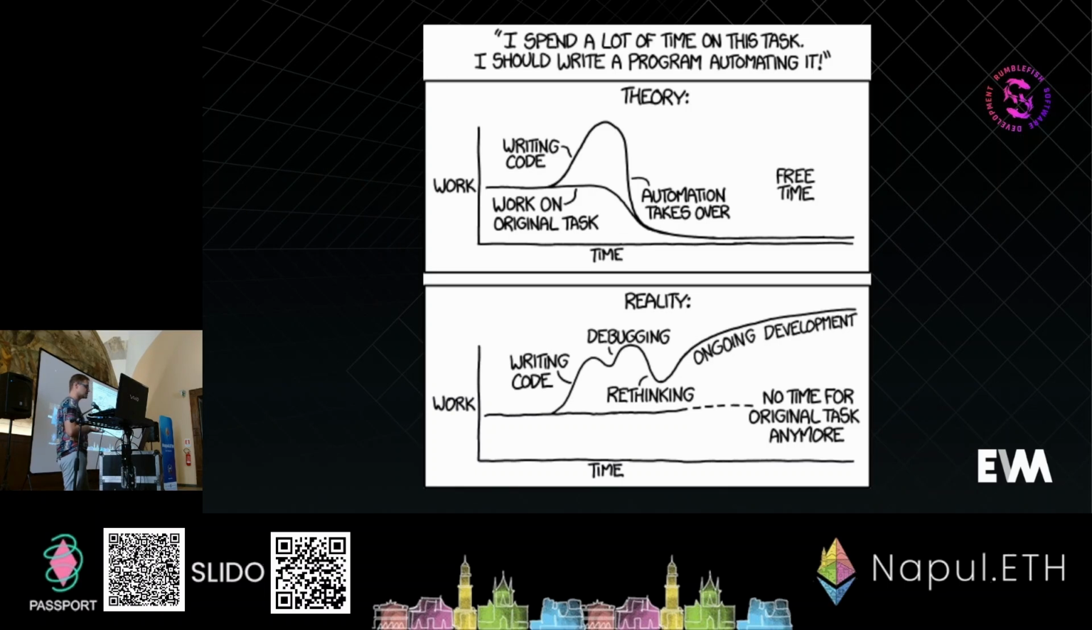This is sort of like a meme: the theory of automating some repeated task works like this, that you spend some time writing your automation and then you have less work afterwards. The reality is that you spend some time, then you debug whatever you developed, and there is ongoing development, and then you go to events like this one and make talks about it, and then later on maybe it becomes a main thing. We are yet to learn what is here on the right-hand side.